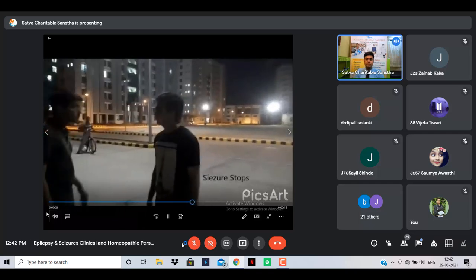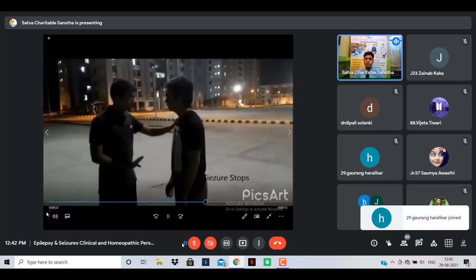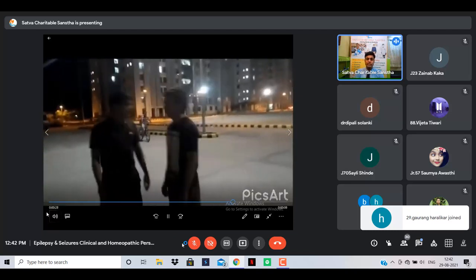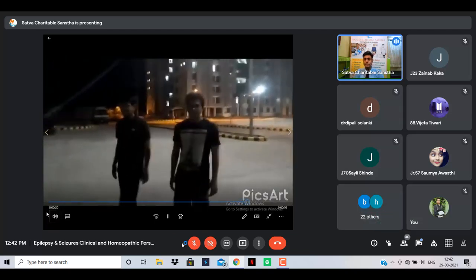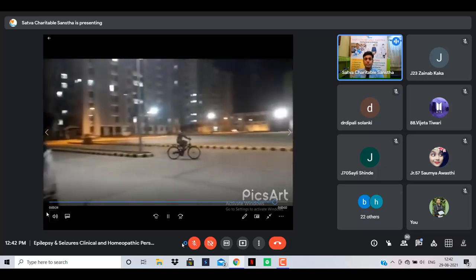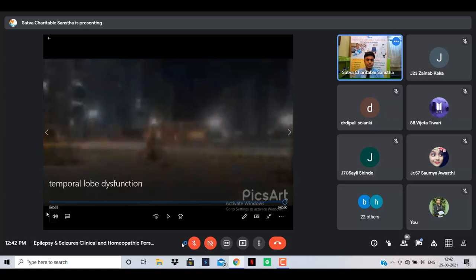So this is an abnormal psychomotor experience which a person gets, and the consciousness is not lost. So it is typical of temporal lobe epilepsy. There is no generalized tonic-clonic convulsion. It is because of the temporal lobe dysfunction.